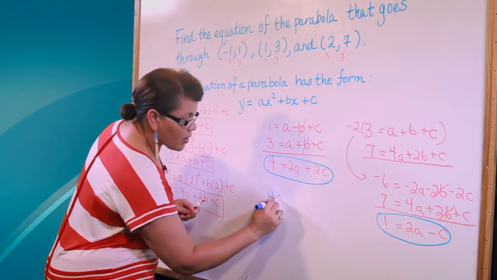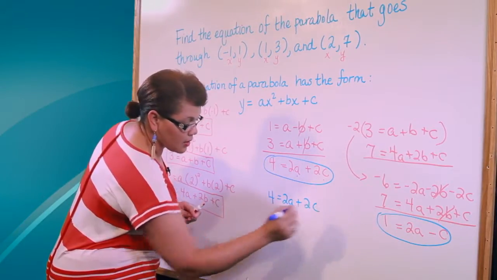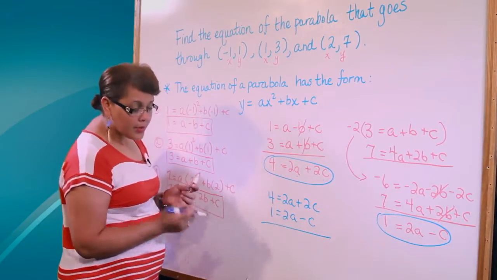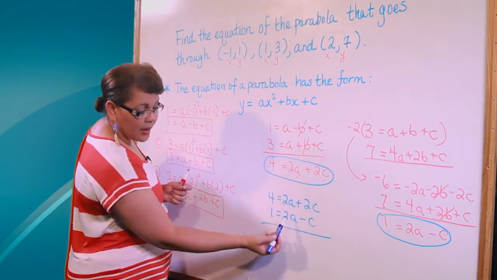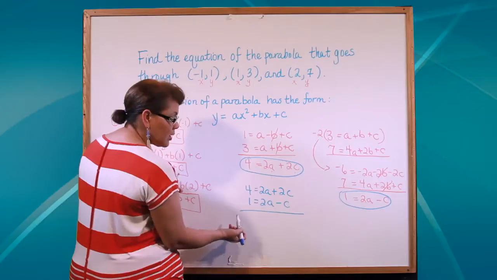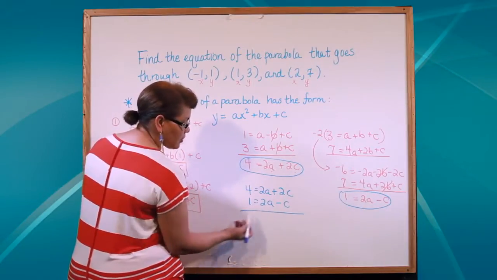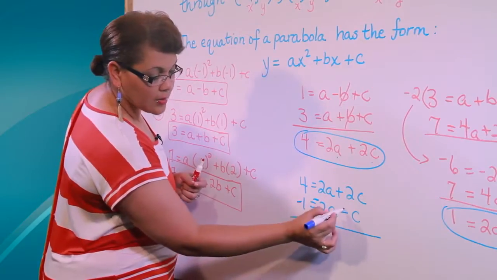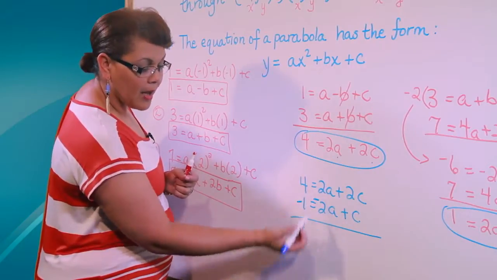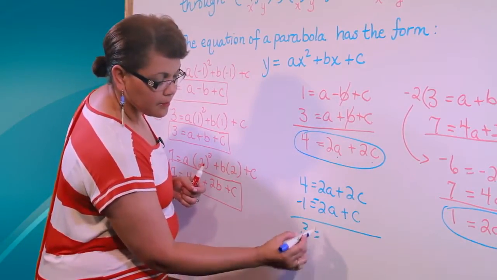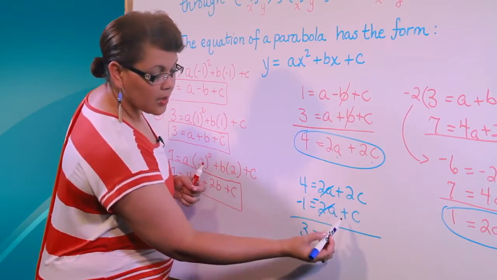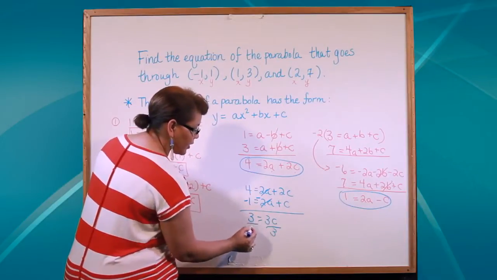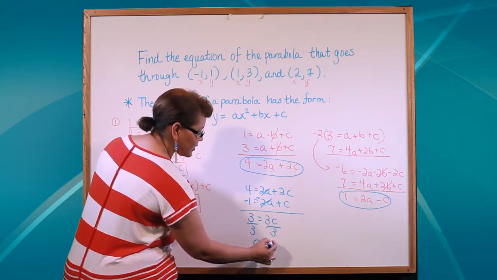So if we have 4 equals 2a plus 2c, and 1 equals 2a minus c, I quickly notice that to eliminate the variable a, I only need to make one of these the opposite. So I'm going to multiply my second equation by a negative 1. So that becomes negative 1, negative 2a, and plus c. So that when I combine them, 4 minus 1 is 3. These cancel. And 2c plus c is 3c. And I can divide both sides by 3 and find that c is 1.